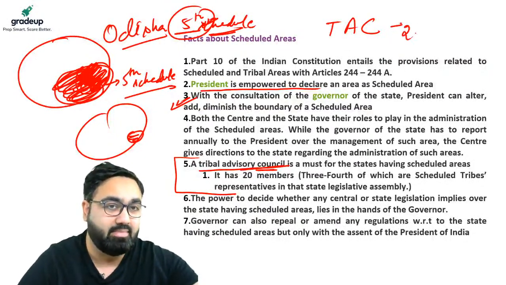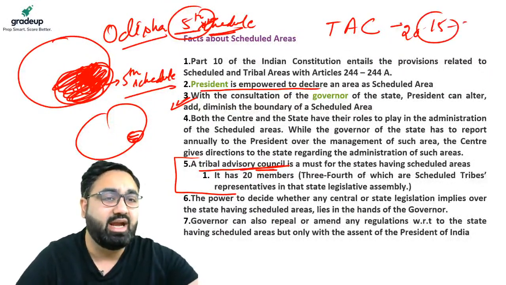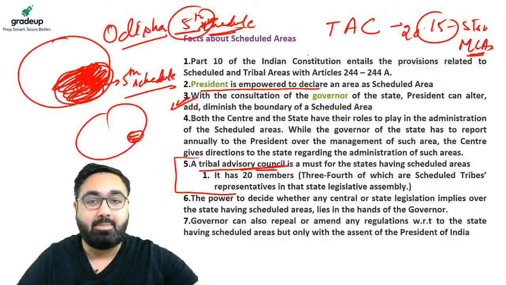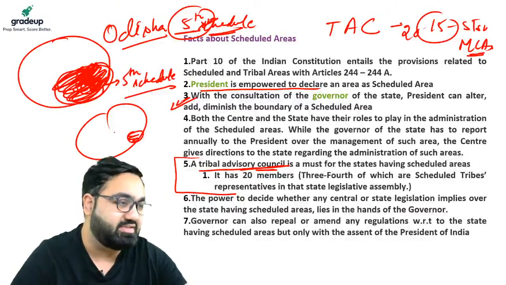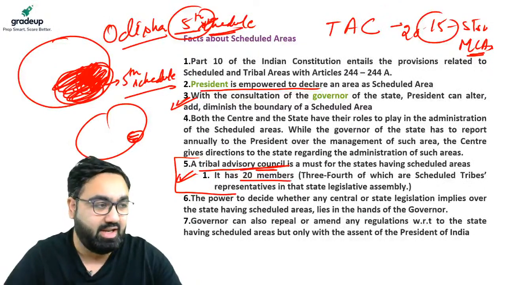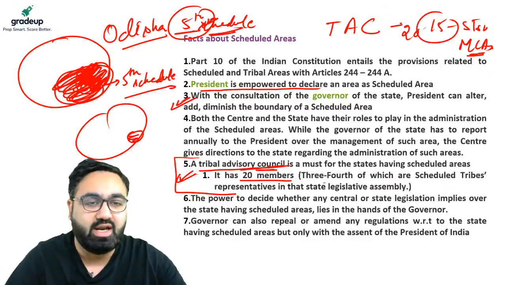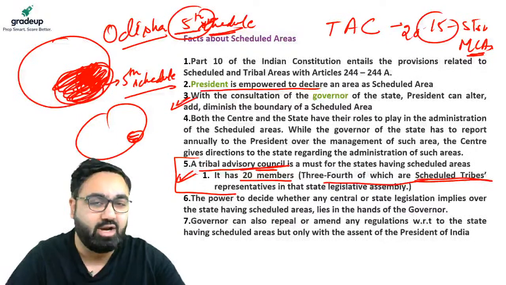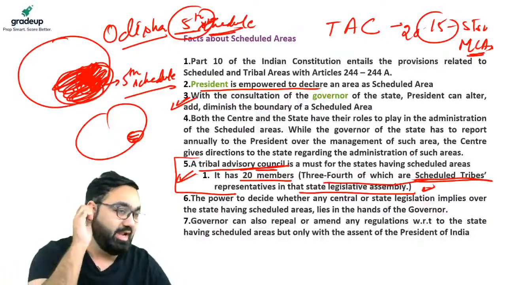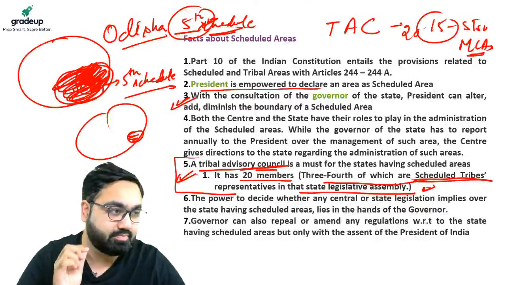Out of these 20 members, 15 are scheduled tribe people who are members of Legislative Assembly of the state. For example, in Odisha, if Odisha is in the fifth schedule, in Odisha there will be a tribal advisory council. It will have 20 members. Out of these 20, at least 15 should be scheduled tribe from the state legislative assembly. They should be MLAs and scheduled tribes.